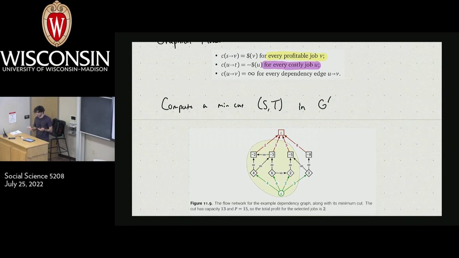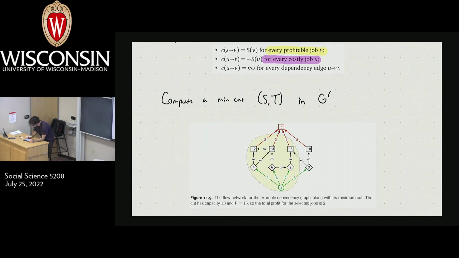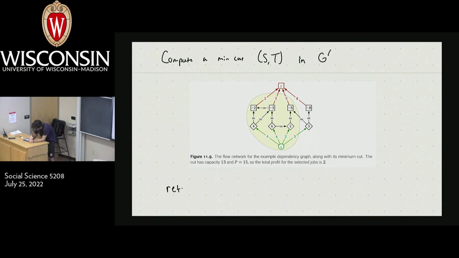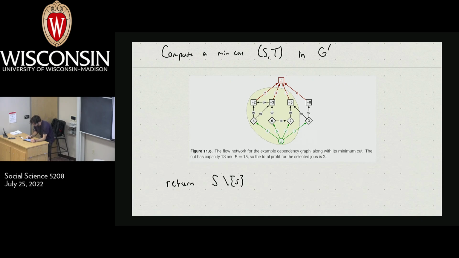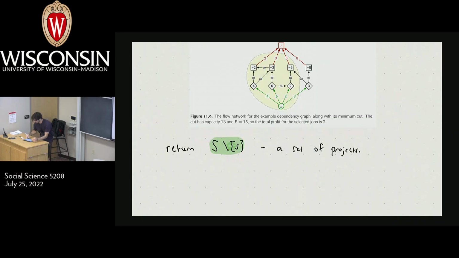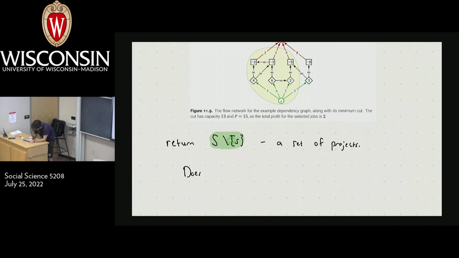Now remember, the idea is that S represents the jobs we want to take, and T represents the jobs we're going to reject. So what we want to do is we want to just return the set S without little s. Because remember, little s is something we added to the graph that's not part of the original problem. So S without little s, this is a valid set of projects. Now what's not clear is that this project set will satisfy prereqs or that it's even profitable. So does it satisfy prereqs? Is it profitable?